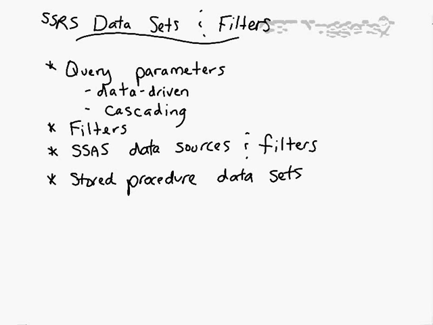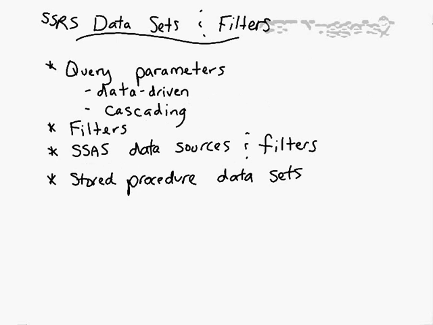In both scenarios, you are narrowing down the data that the end user is seeing, but the difference is with query parameters, you're limiting the data on the database level, whereas with filters, you're limiting that on the client side. We are going to take a closer look at query parameters such as cascading parameters, and then we'll also look at SQL Server Analysis Services data sources. So you can have your data source coming from SSAS, and you can also perform filtering through there. And then the last thing we'll do is look at our stored procedures.